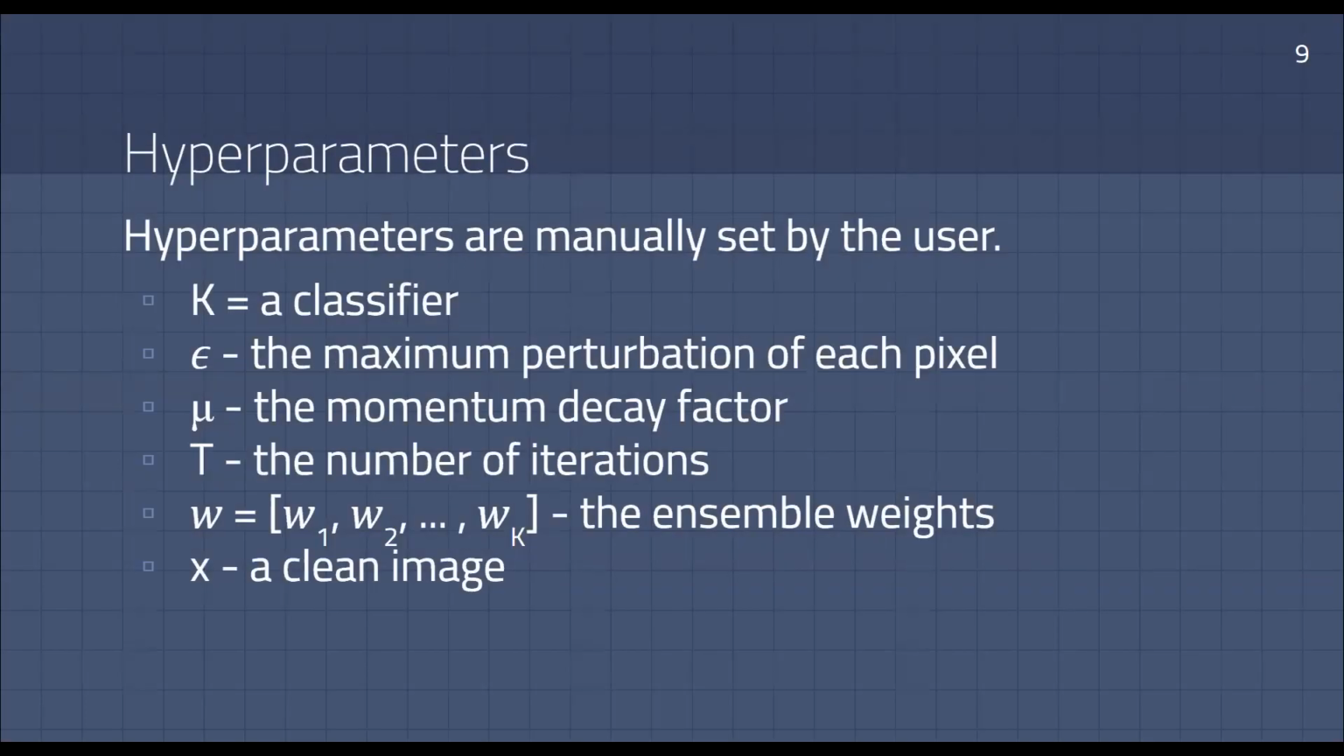These are the hyperparameters that the users can set to fine-tune the algorithm. Probably the most important one here is epsilon, which is the maximum perturbation of each pixel, which is limited such that the output images are not perceivably different from the inputs.